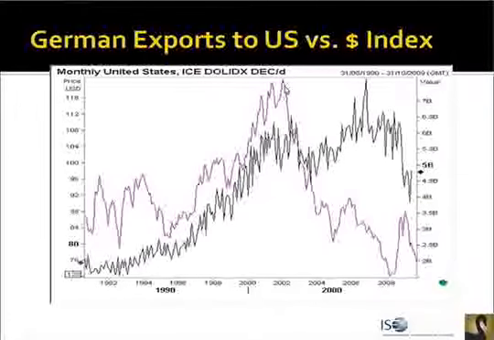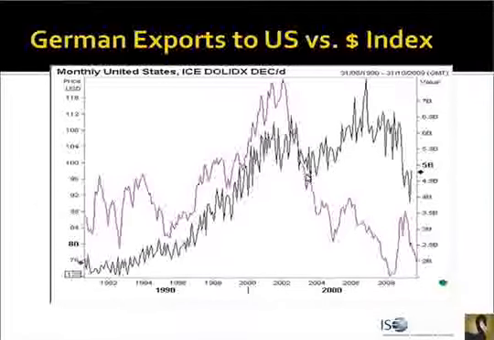Dollar index increased in value. German exports to the U.S. increased in value, and then we saw a big decline in the U.S. dollar. Bear market started, and at the margin, exports from Germany declined slightly, as would be expected according to the theory that currency rates are the main driver here.